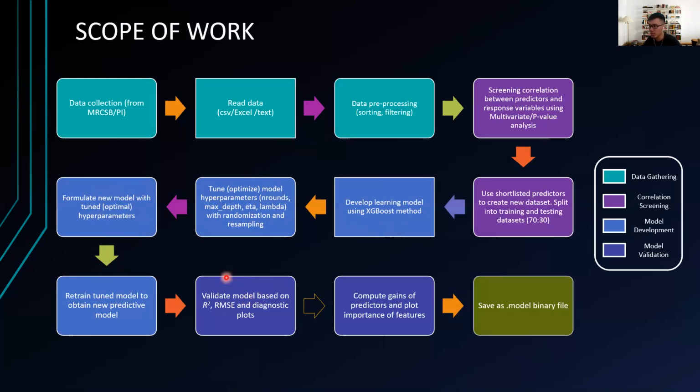The last phase is the model validation phase, where the results are validated by checking certain statistical measures such as R-squared, RMSE, and by visualizing certain diagnostic plots. An importance plot is also generated featuring the rank of importance of each predictor. And lastly, the model is saved as a .model binary file format, which is the desired final product by the Petronas project team. With all that is mentioned in this workflow, certain steps have to be reiterated to develop a better model.